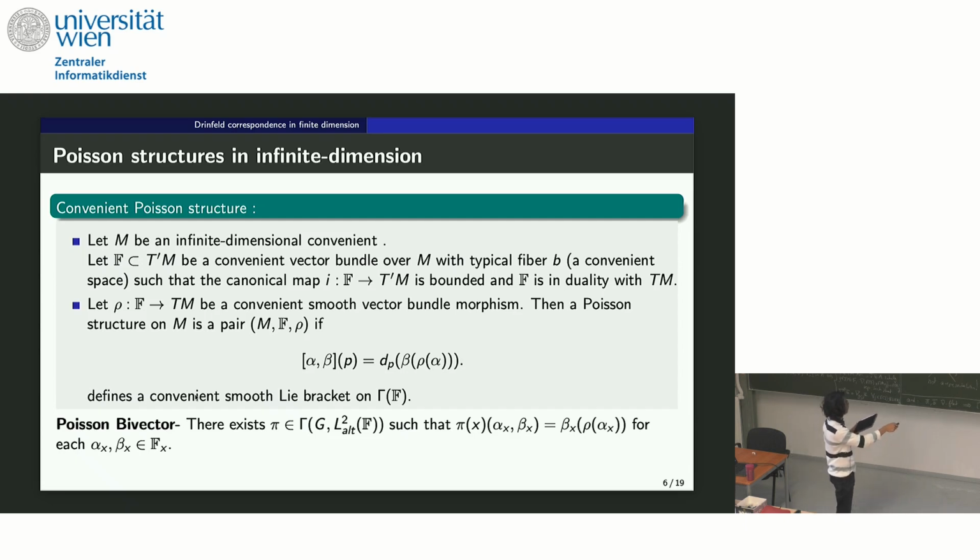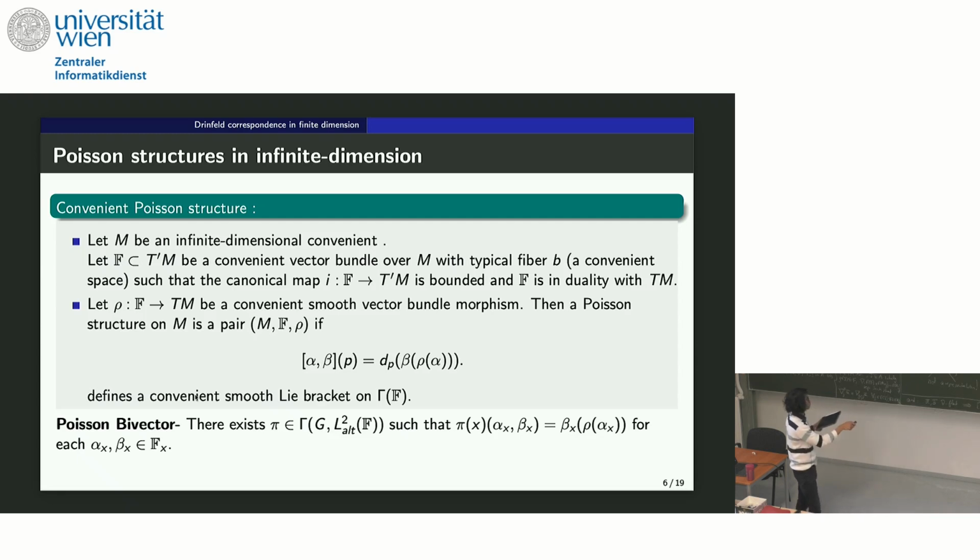So this map should define a Lie bracket on the sections of this vector bundle F. This Lie bracket is defined as follows: you pair this beta with rho alpha, and then you get a smooth function. Then you take the derivative of this convenient smooth function at this point P. This should define a Lie bracket on the sections of F.